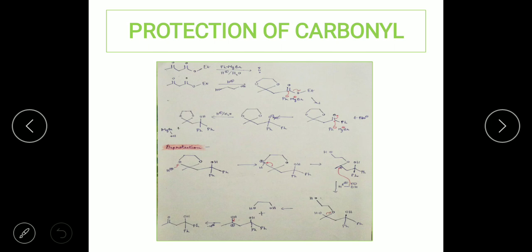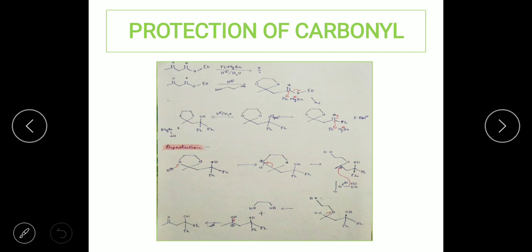So how is the deprotection done? Deprotection is done, again, in an acidic medium. So the oxygen of the acetal is going to take up the proton H plus, because oxygen has a lone pair on it. It's going to take up a proton, and there's going to be a positive charge on the oxygen because oxygen is now formed with 3 bonds. The next step would be the cleavage of this bond.